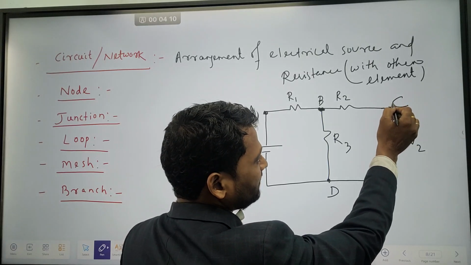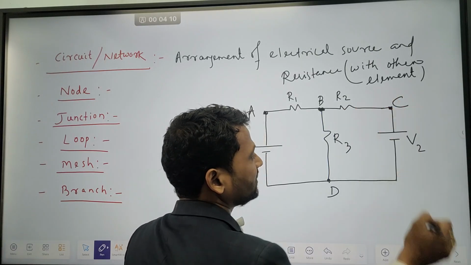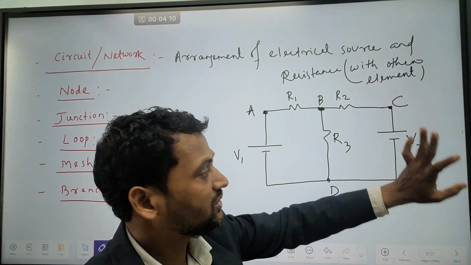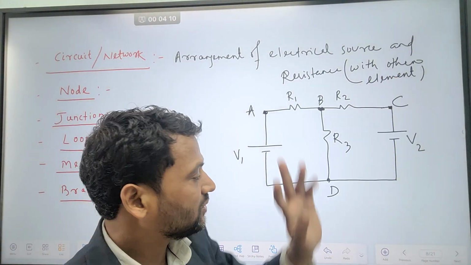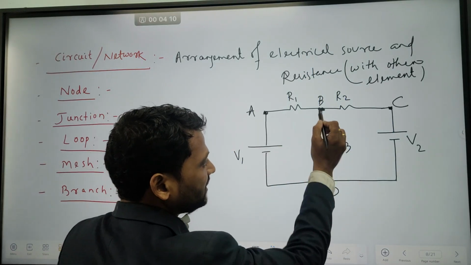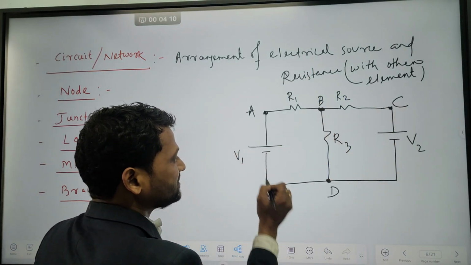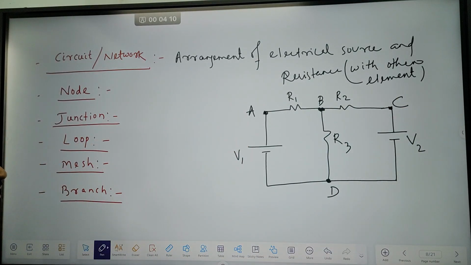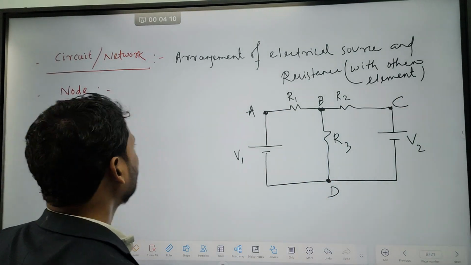Looking from that point, there are how many elements connected? 2 elements. One is passive element R2, second is active element V2. मतलब it is also a node. And last one is D. D is also a node because there are how many elements connected? 3 elements. One is V1 active element, V2 active element, and R3 is passive element. So A, B, C, D are the nodes.